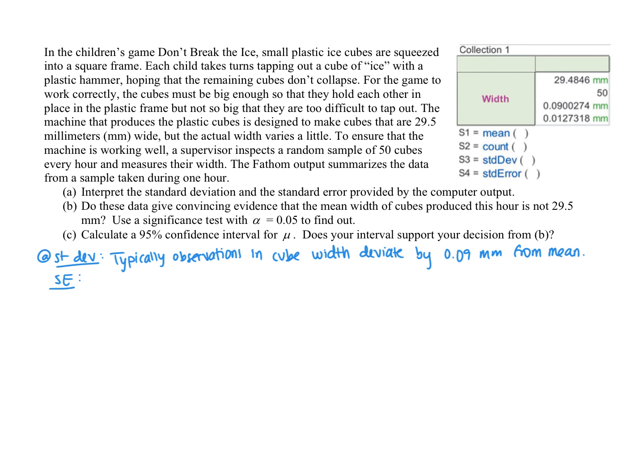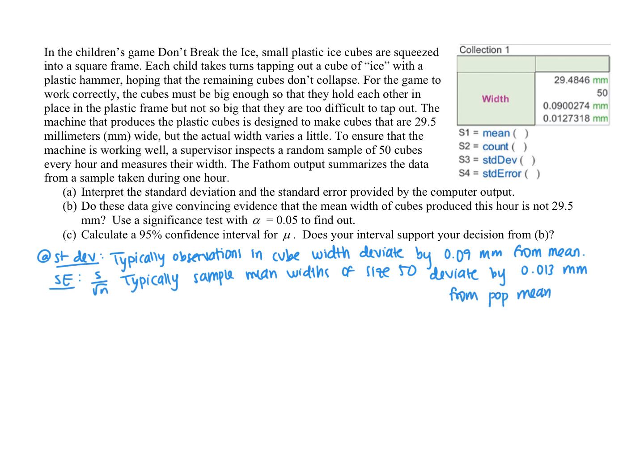Standard error, on the other hand, is our standard deviation divided by root n. That is a measurement of standard deviation also, but it's a measurement of standard deviation for the sample means. Like if we were to take a whole bunch of sample means, it's how far those would deviate from the population mean. So in words, typically sample mean widths of size 50, so samples of size 50, deviate by 0.013 millimeters from the population mean width.